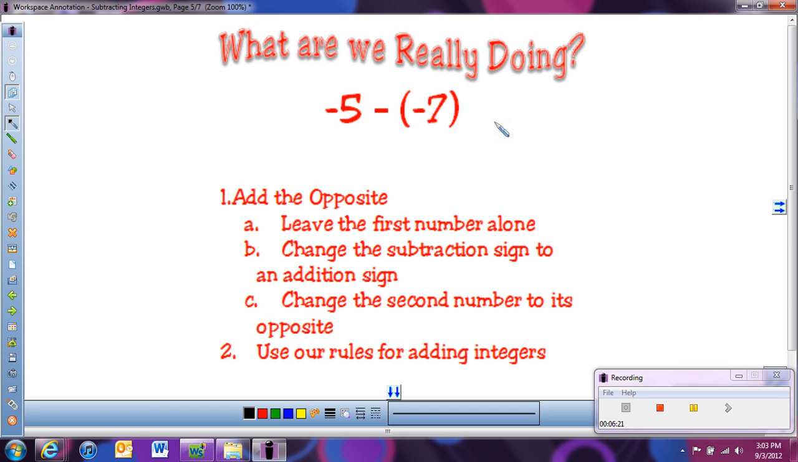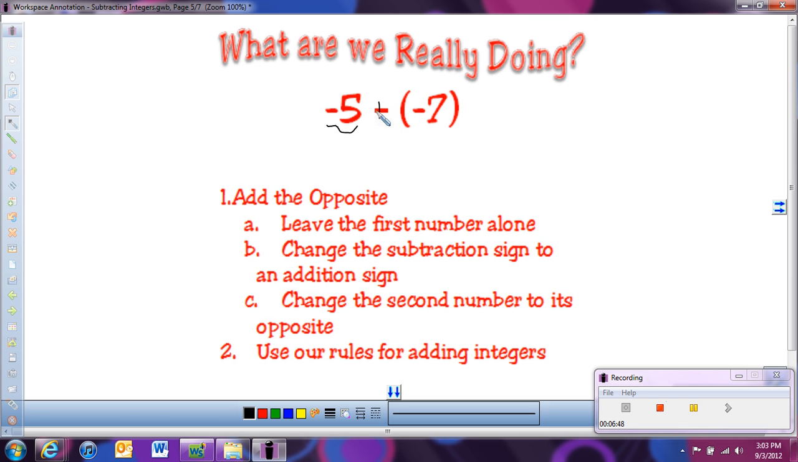So now we can look at what it is that we're really doing. What is our rule for subtracting integers? And if you haven't figured it out yet, when we subtract integers, we always add the opposite. And what that means is that the first number we always leave alone. That's just the number that we're starting with. As you saw in all those columns with the sand, we started with that number. We didn't change anything. Then we can change the subtraction sign to an addition sign.